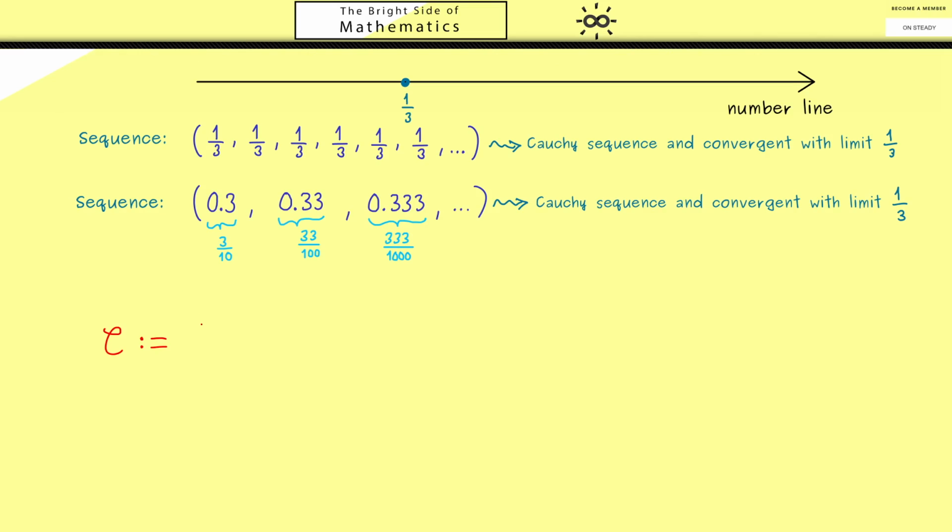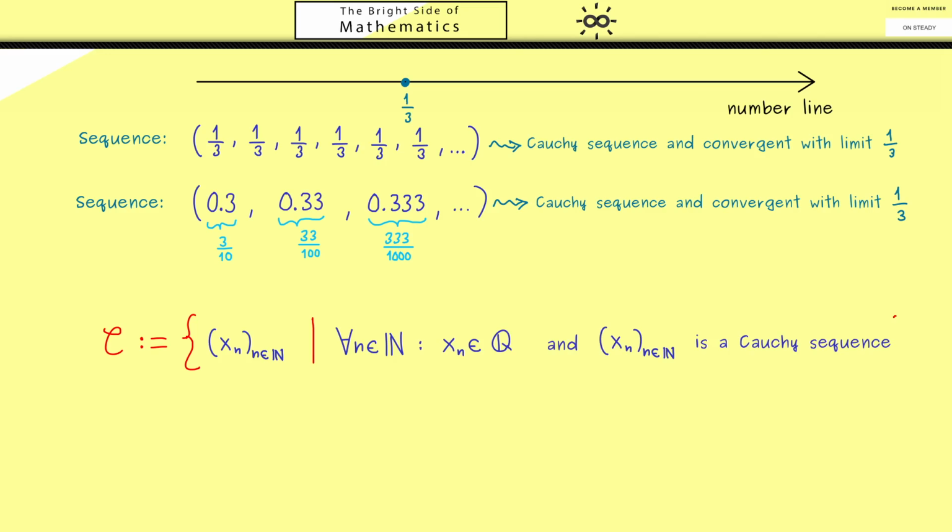Okay, the first step is to define the set of all the Cauchy sequences we consider. So here xn stands for a sequence, which means an infinite list with the properties that for all natural numbers n, xn is a rational number, and that the sequence xn is indeed a Cauchy sequence. And this nice set that contains all the Cauchy sequences is denoted by C. Now, for two elements from the set, let's call them an and bn. So for two Cauchy sequences, we define an equivalence relation.